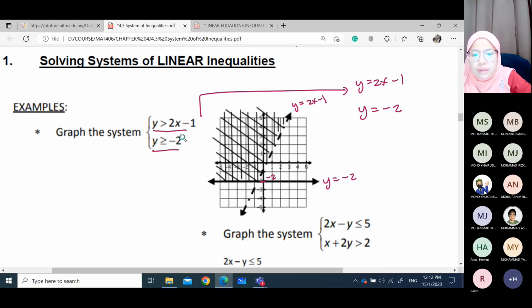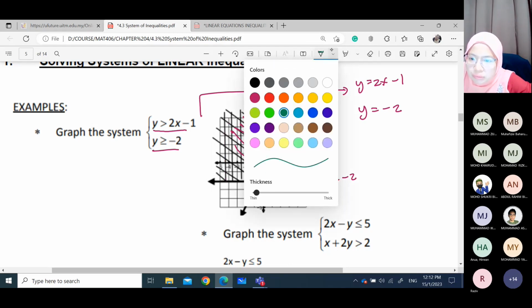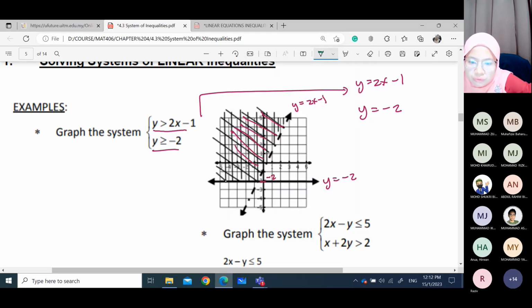And next inequality, it is about y greater than negative 2. Sama jugalah, y berada di atas graph bagi negative 2. So kat sini, yang you nampak yang sengit-sengit ni adalah shaded bagi first inequality. So yang ini guna color lain lah. Color hijau. Okay, untuk shaded yang kedua iaitu y greater than or equal to negative 2. So this one is berada di sini. Semua yang hijau ni adalah y greater than or equal to negative 2.